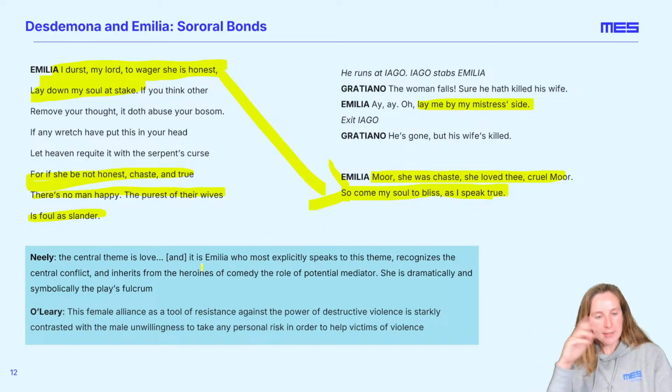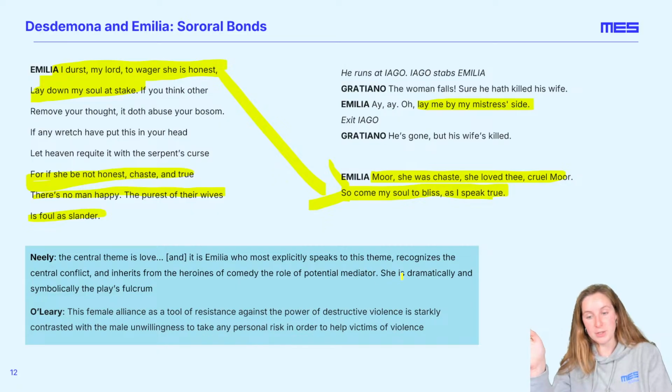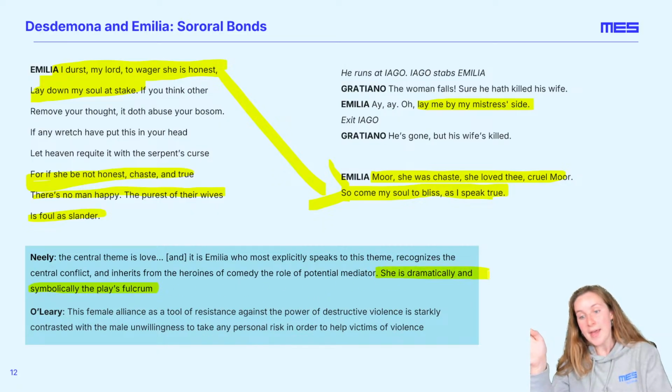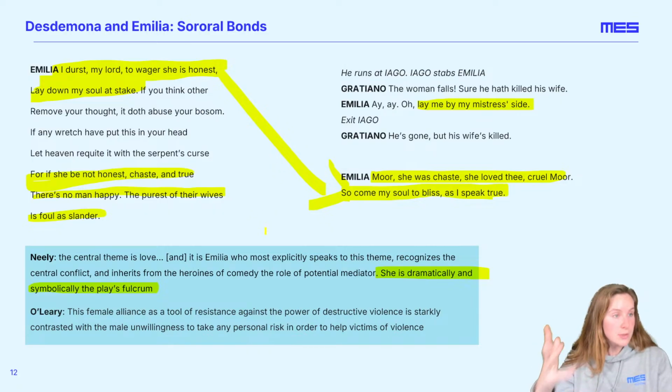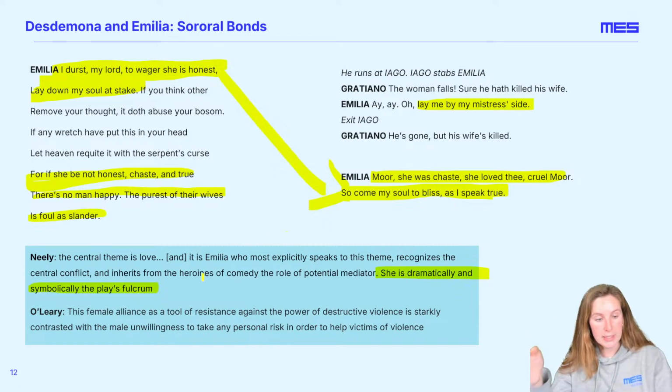Neely says, the central theme is love, and Emilia most explicitly speaks to this theme, recognizes the central conflict and inherits from the heroines of comedy the role of potential mediator. She's dramatically and symbolically the play's fulcrum. And there have been, particularly for AQA questions, questions specifically on Emilia. So it's important to think of her, though she's not one of the three major characters, as still important here.